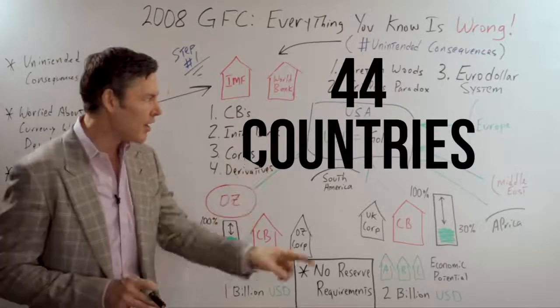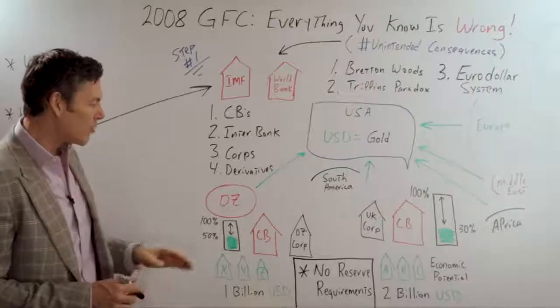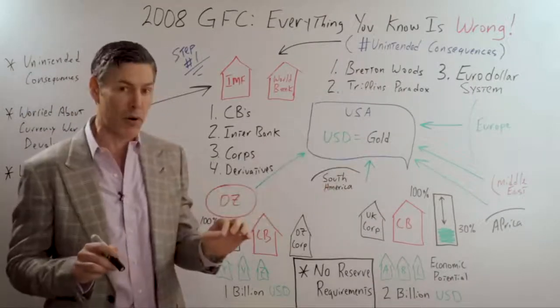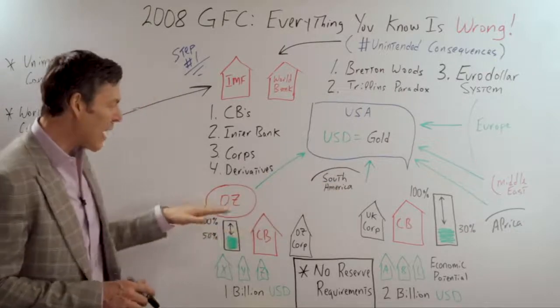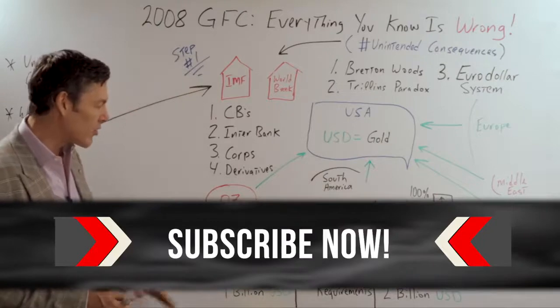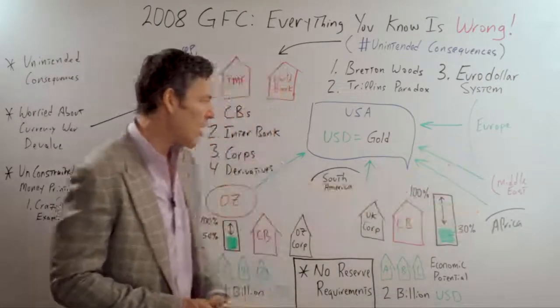44 countries came to Bretton Woods, and they decided that the solution was to peg the United States dollar to gold, or make it convertible into gold, and then peg their currencies to the United States dollar. That was countries like Australia, several in South America, Africa, the Middle East, and Europe.